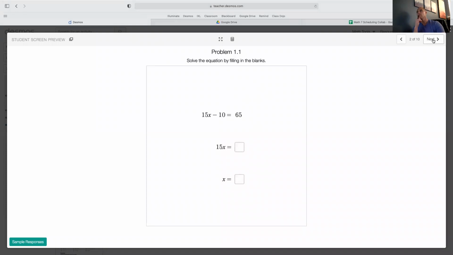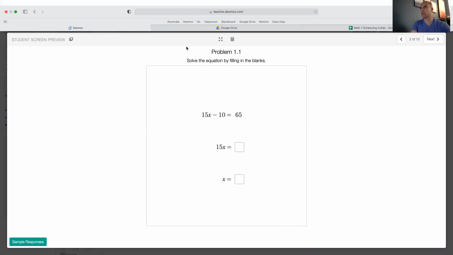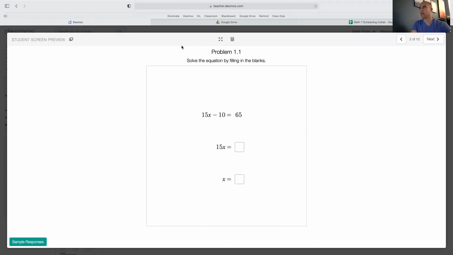It says solve the equation by filling in the blanks. Okay, so what the blanks here are is the new equation you get after each time you do what I would call a solution step, or sometimes people call a properties of equality step in solving this equation. See, when I look at this equation, the first one here, well, I look at what's happening to my variable. I see that it's being multiplied by 15, right? 15 times x here.